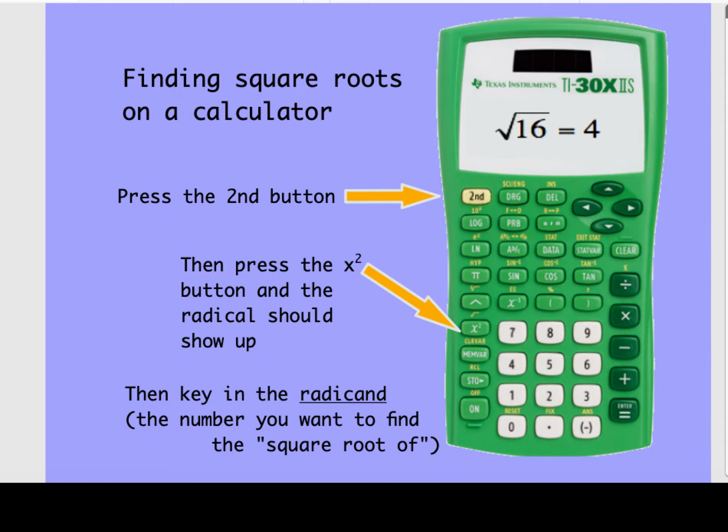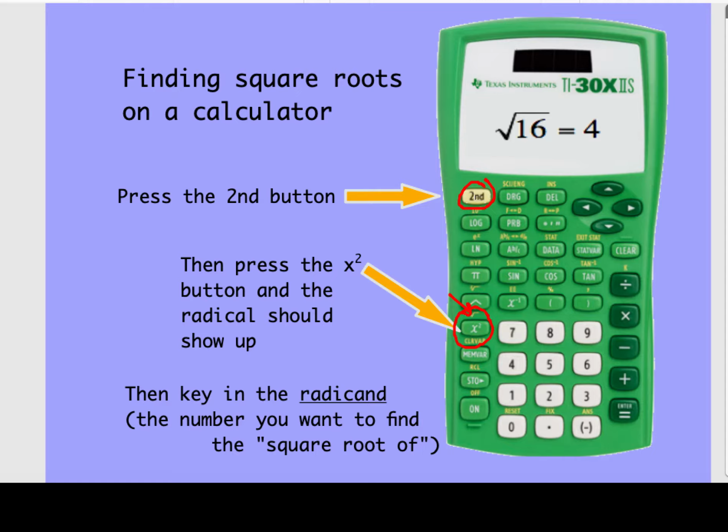Just a quick hint, if you've got a TI-30 calculator, or really most calculators set up in the same way, the easy way to find a square root on the calculator is just this second button, very simply up here in the upper left corner, because notice that x squared is its own button down here, but right above it, there's a square root symbol there.